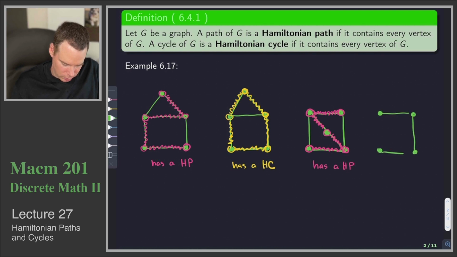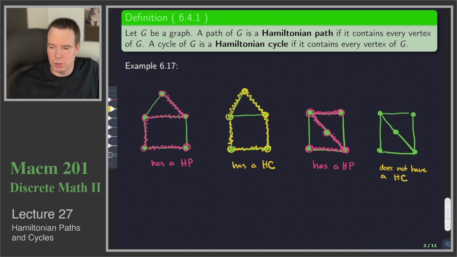So we'll redraw it here. Pause the video, see if you can find a Hamilton cycle. All right, so assuming you've taken a shot at getting a Hamilton cycle and most likely weren't successful, and there's a reason for that. This does not have a Hamilton cycle. There's just no Hamilton cycle in there.